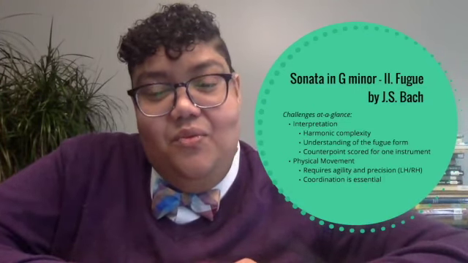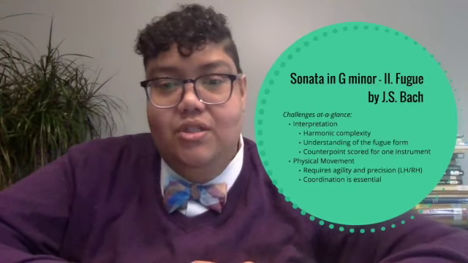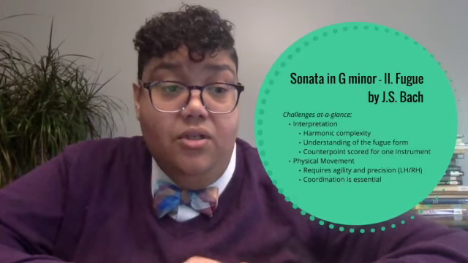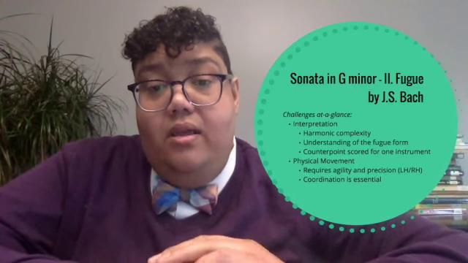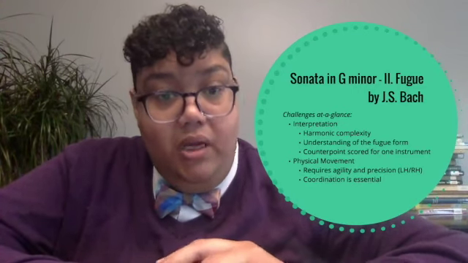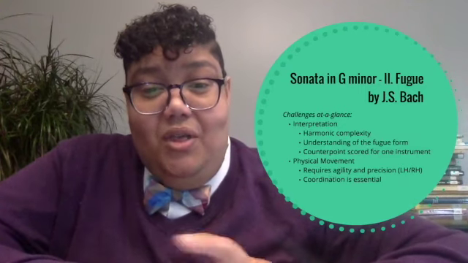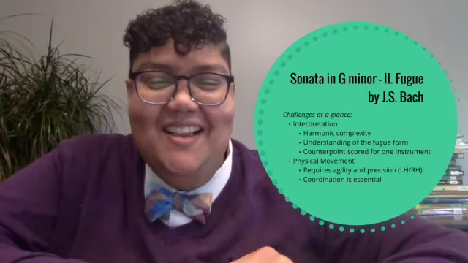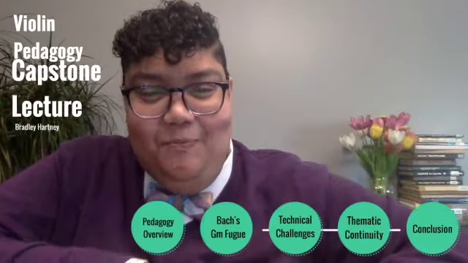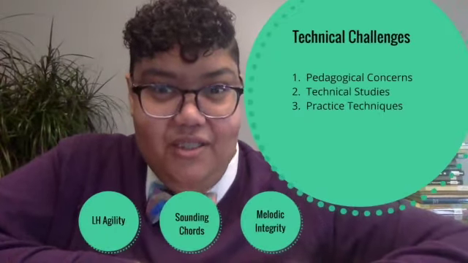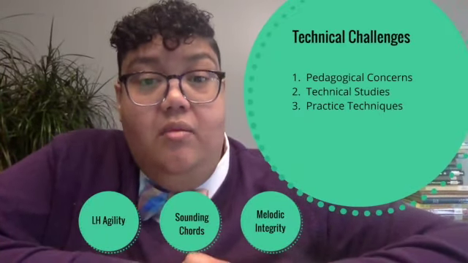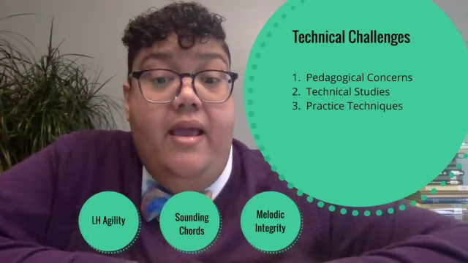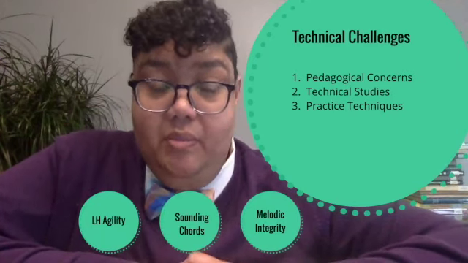In the physical movement section, I really think that the biggest challenges here come from the agility and precision that's required from both the left and the right hand. There's a lot of challenges intonation-wise, there's a lot of challenges bowing-wise, and coordinating all of those things together is a monster undertaking. And we can talk about the specific things that requires right now. All right, so technical challenges. I have picked 3 things to talk about in detail. Left hand agility, the way that chords are sounded, and then creating a melodic integrity throughout the piece.